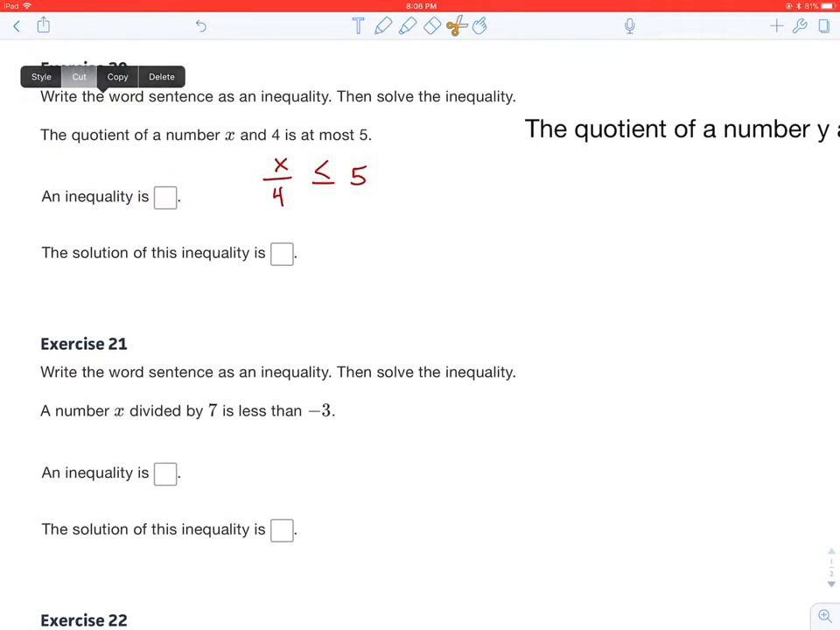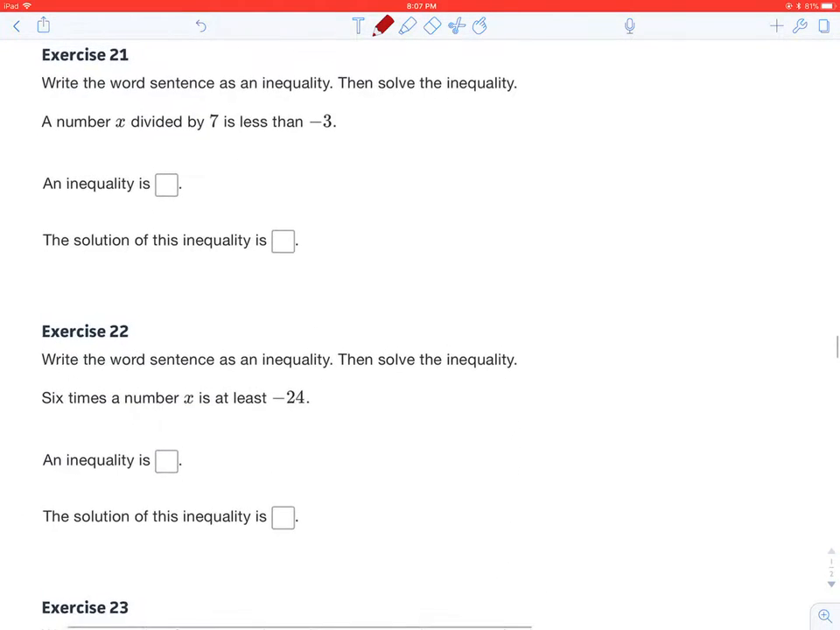And so that's the inequality that we would need to input into this guy right here. x divided by 4 is at most, I'm not going to say less than or equal to, I'm going to say at most 5 because it's the same thing. And then I need to now solve for the solution of this inequality, which means to get the x by itself and determine what number is going to go on the other side.